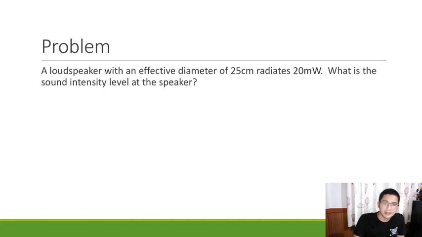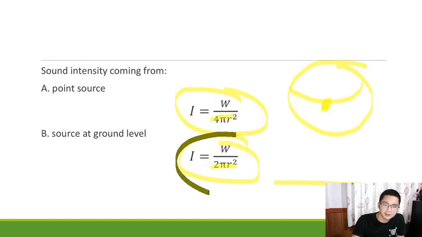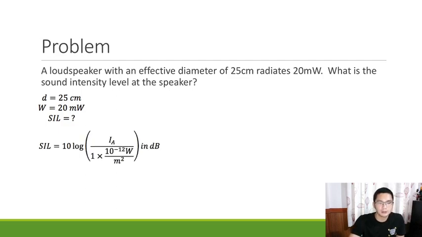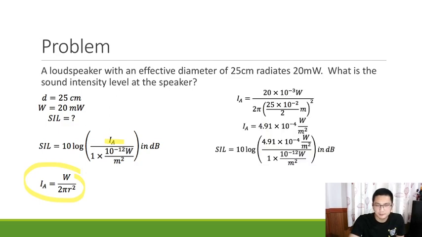So, if that is the case, to determine I, ang gagamitin natin is itong formula na to. So, yung given natin, the diameter is 25 cm. The power is 20 milliwatts. So, ang hinahanap is the SIL. So, to solve this, we need to use this formula. Ito lang naman yung formula binigay sa atin. We have to solve for this one, kasi yun lang naman yung missing, and then we can already determine the SIL. So, yung IA natin, since source siya at ground level, ito yung formula. So, ito na ngayon yung solution natin.